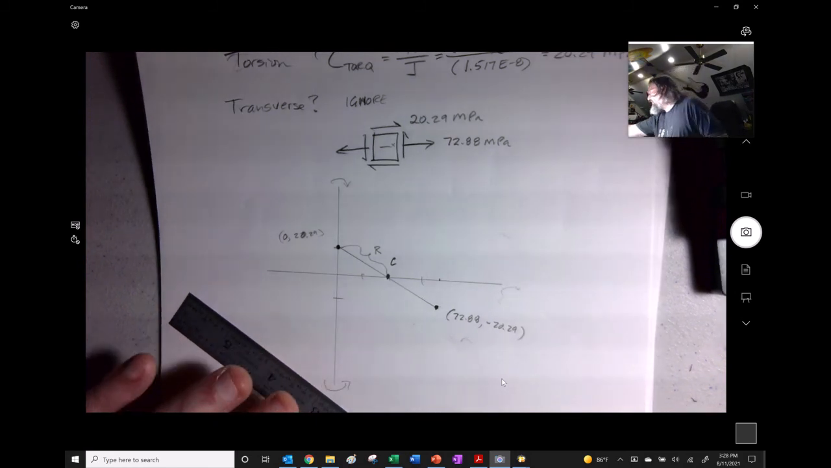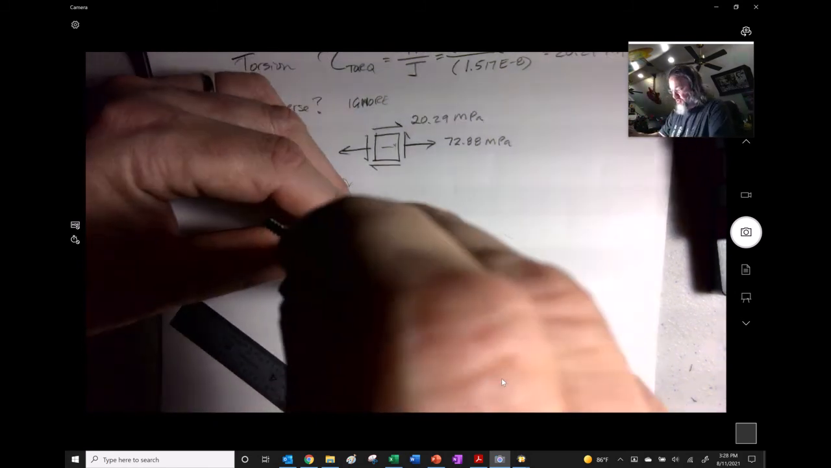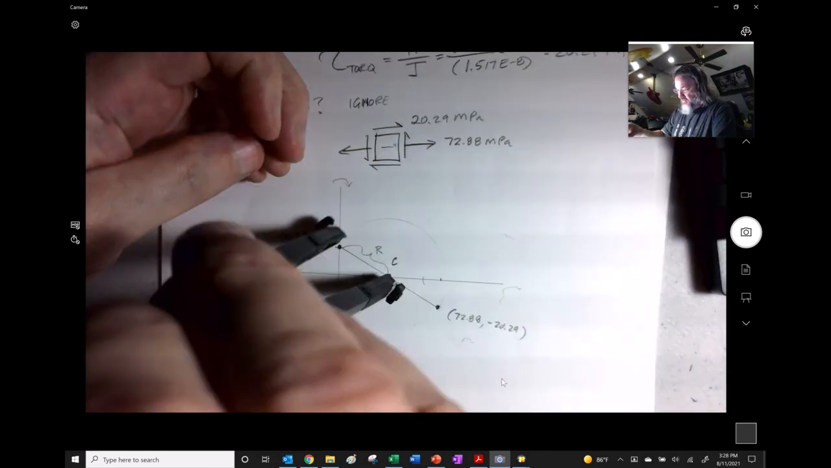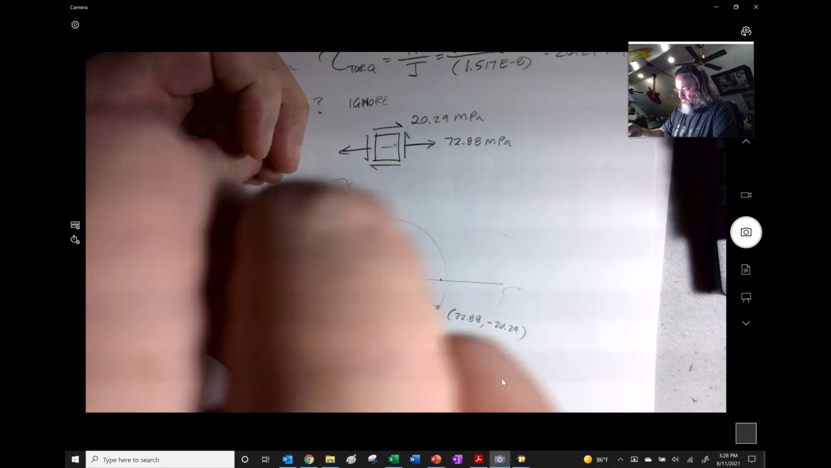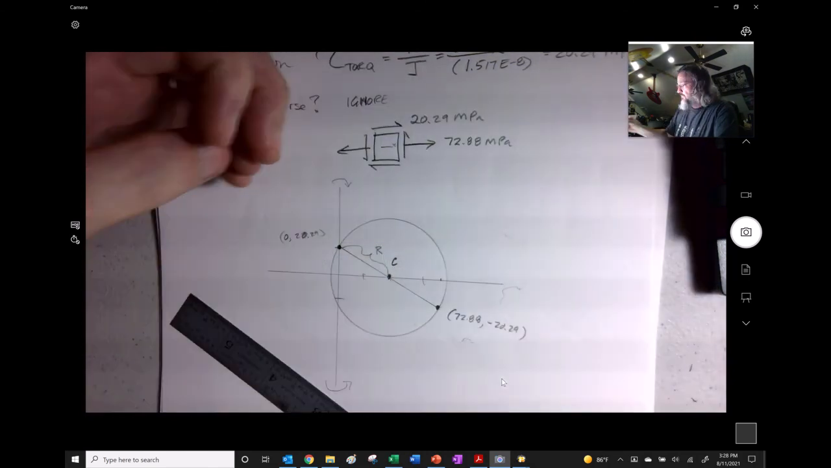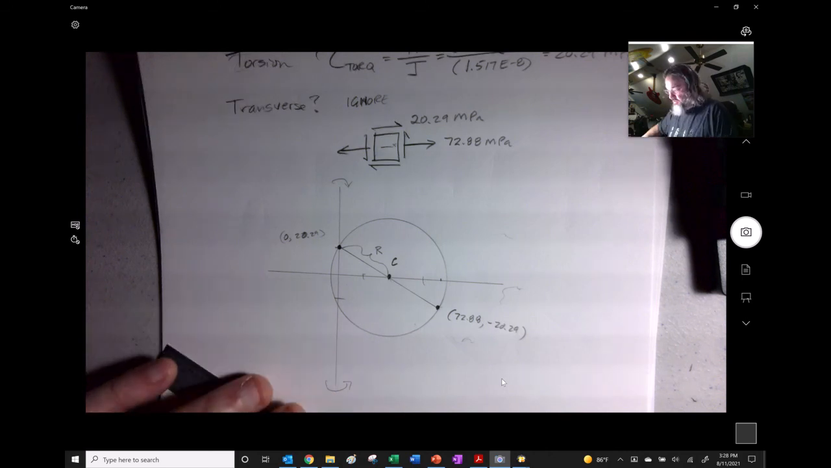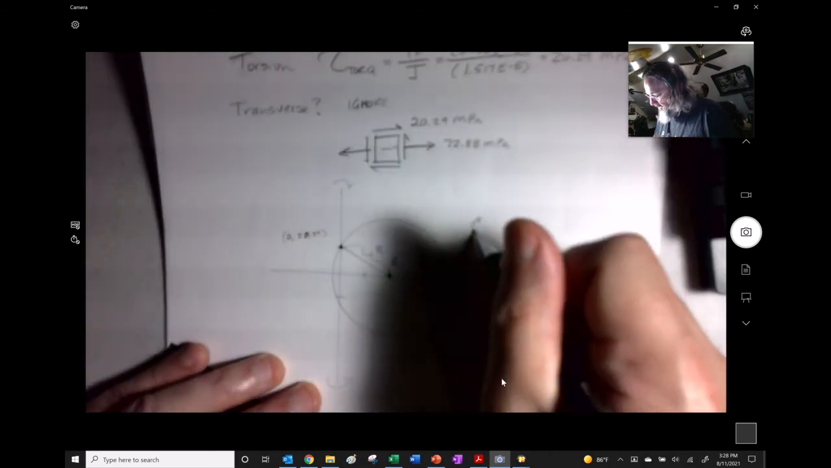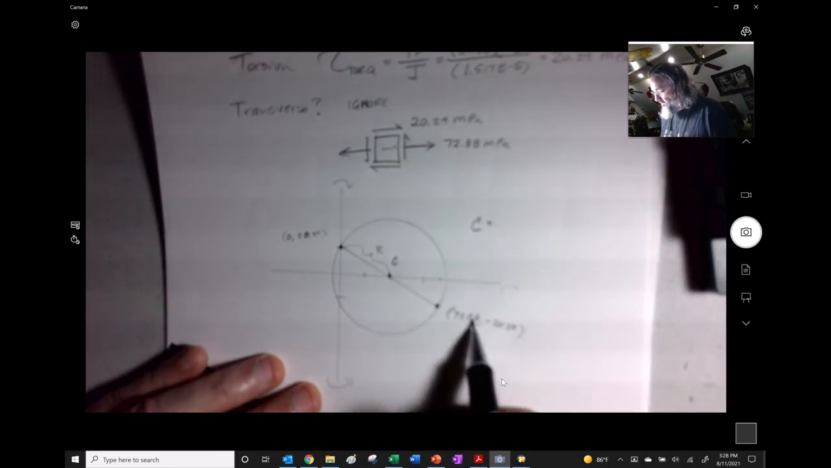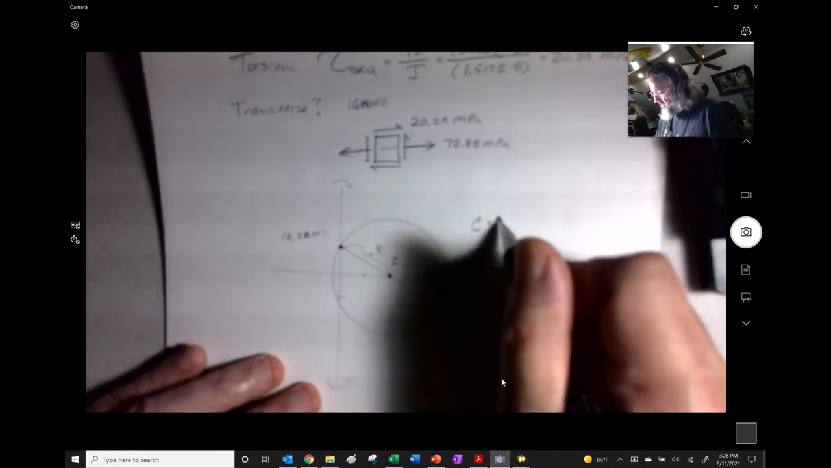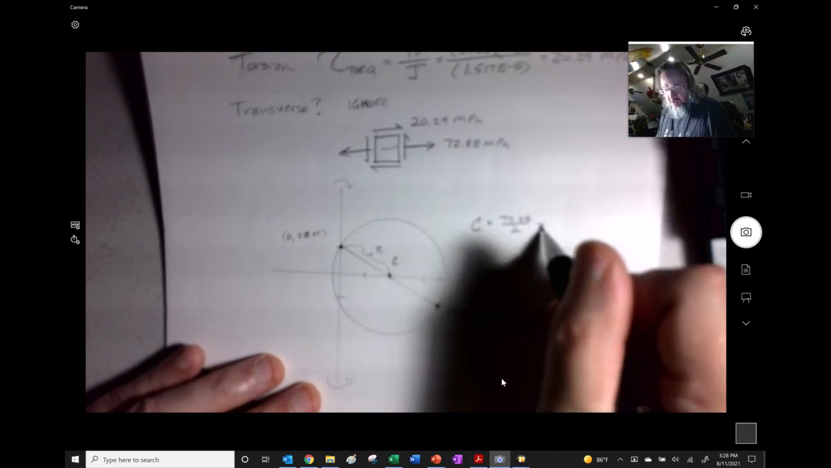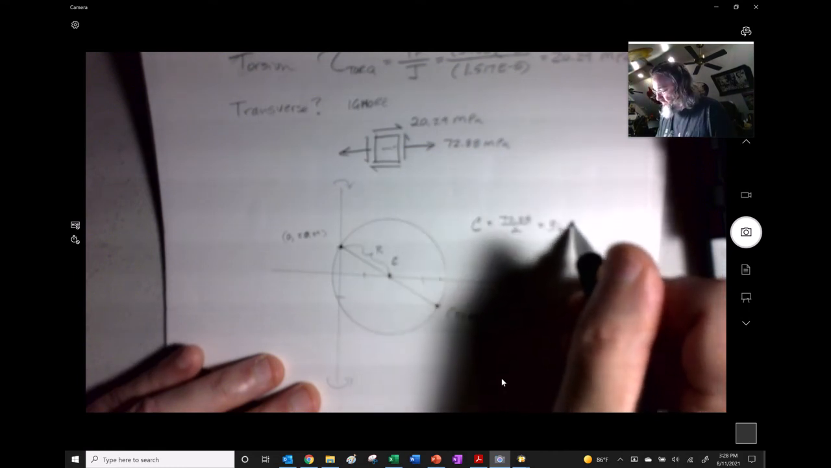There's no reason why this should come out correctly. I'm just guessing, but it didn't come out too bad, actually. So there you go. There is a guesstimate there. I say that C is really just 1/2 of this, because this one is 0, right? So 72.88 divided by 2, 36.44.